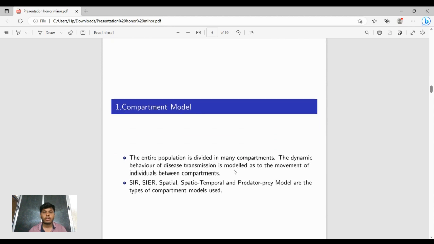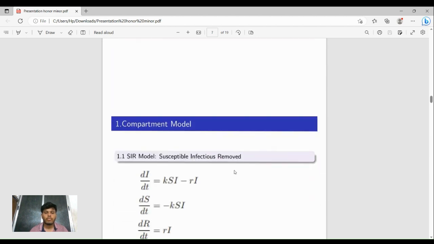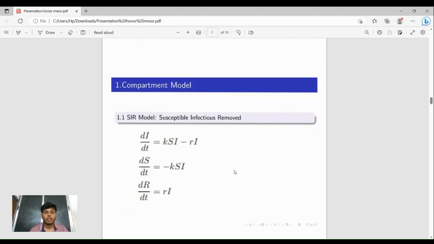These are the compartment models. The entire population is divided into many compartments. The dynamic behavior of disease transmission is modeled as the movement of individuals between compartments. SIR, spatial, spatio-temporal, and predator-prey models are the types of compartment models used. The first compartment model is the SIR model.